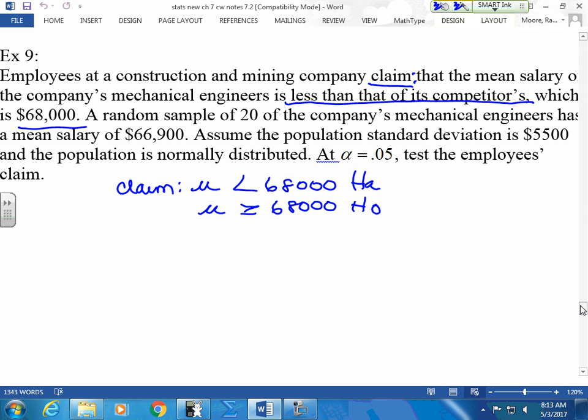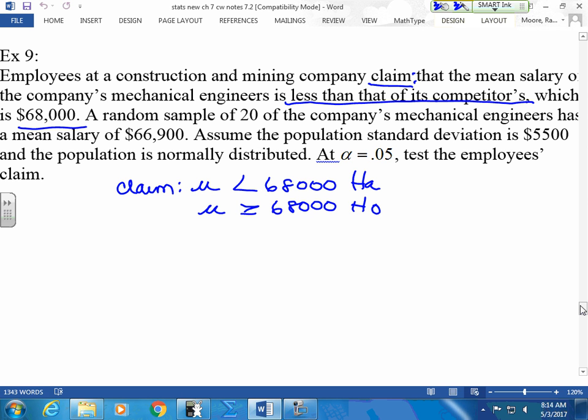Okay. They're employees. Now, look who's making this claim. The employees are making this claim. Do you think it would be the company's CEO making this claim? What would the company's CEO say instead? Making more. They would say, my company makes more than the other company. But the employees are like, hey, I know all these people that work at this other company. I make so much less than them. So the employees are making this claim.